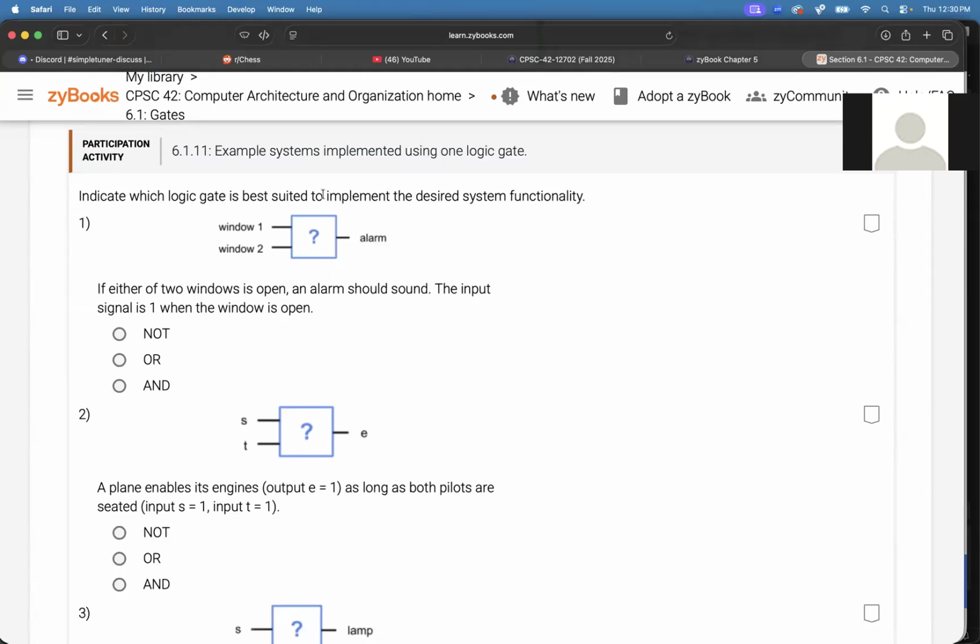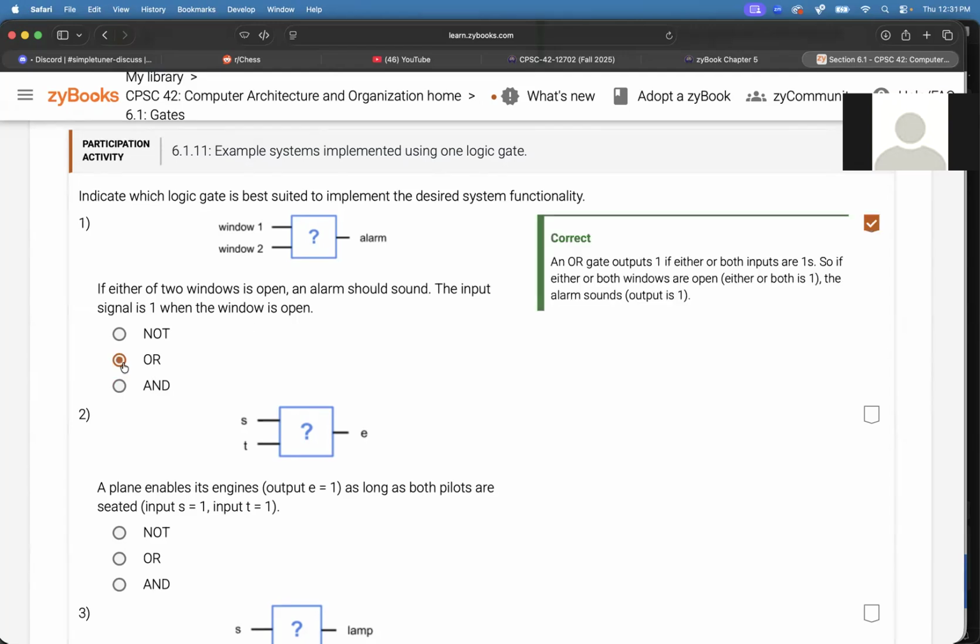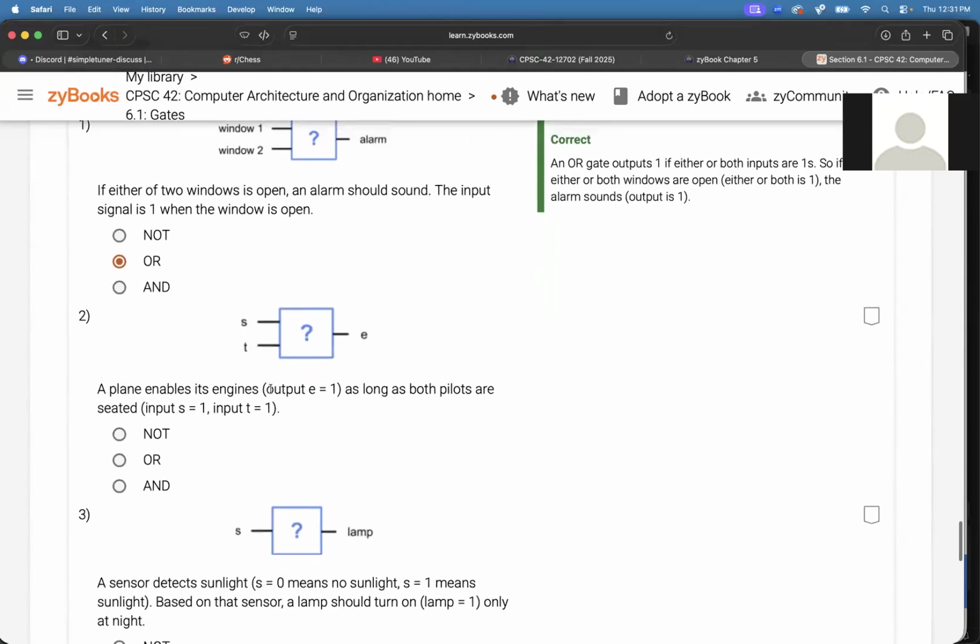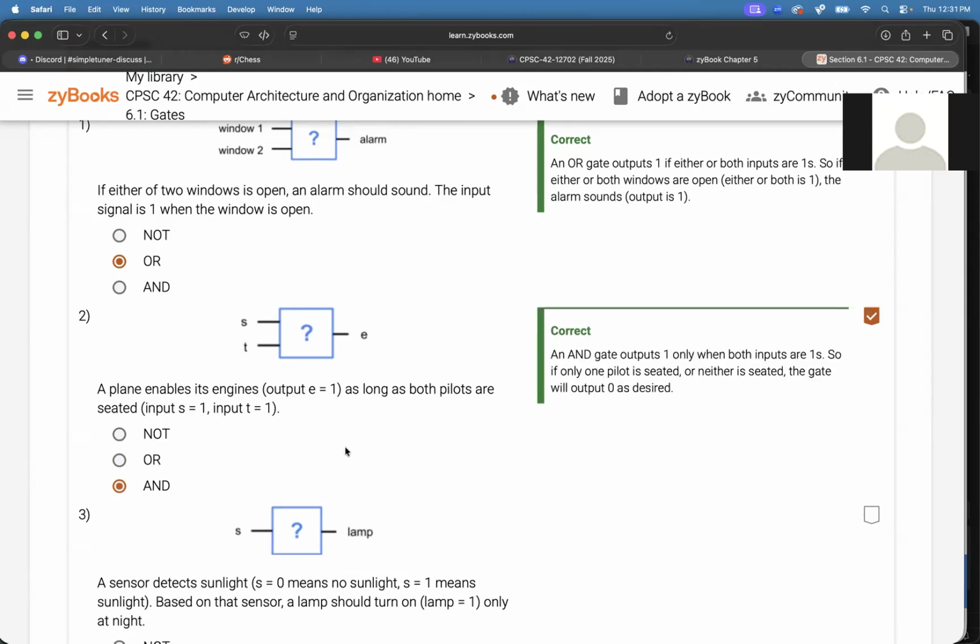So indicate which logic gate is best suited. If either of the 2 windows is open, an alarm should sound. So the signal is 1 when the window is open. So if there's any ones over here, we want the alarm to sound. So if there's a 1 in window 1 or a 1 on window 2, we want an alarm. So that should be an OR. A plane enables its engines as long as both pilots are seated. So you need both. So we need a 1 and a 1.